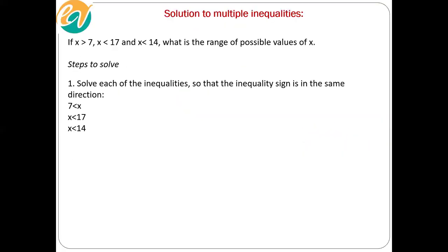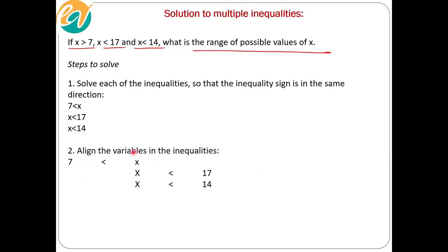All right. Solutions to multiple inequalities. Let's say these are the three inequalities presented to you, and you have to find a solution to this. What is the range of possible values of x? So these are the steps to solve it. First is solve each of the inequalities so that the inequality sign is in the same direction. X is greater than 7 is equivalent to saying 7 is lesser than x. X is lesser than 17, x is lesser than 14.